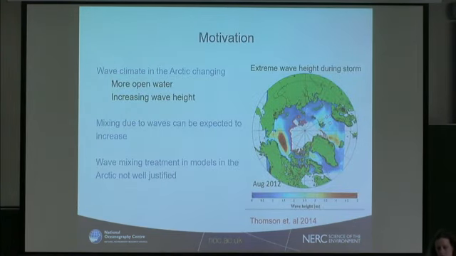So, the motivation actually all stems from the observation that the wave climate in the Arctic is changing. Because of sea ice decline in summer, there's more open water now, so fetch is increasing, which increases wave height quite straightforwardly. So wave height is increasing overall, but also extreme events are increasing. The picture on the slide is from the storm in 2012, where there were 5-meter wave heights in the Beaufort Sea, which is quite extreme for the Arctic.